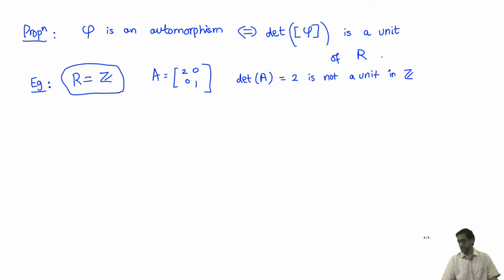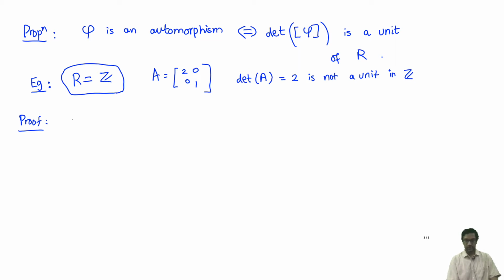Okay. So this is what I mean by saying that the determinant must be a unit of R. So as a preparatory step to proving this proposition, let's first convert this statement about automorphisms into the corresponding statement about its matrix.